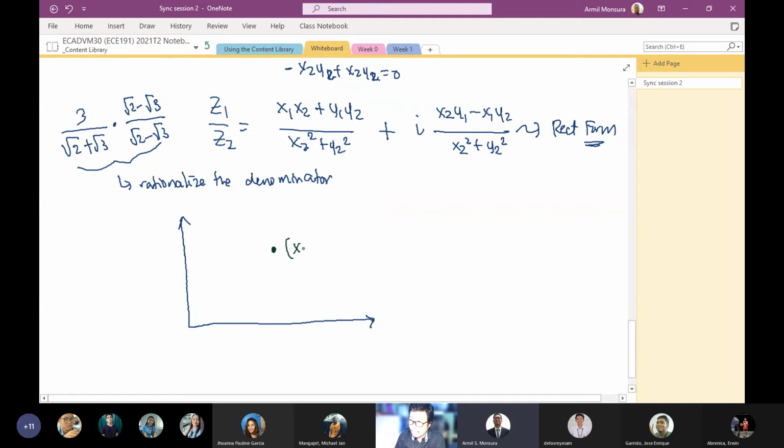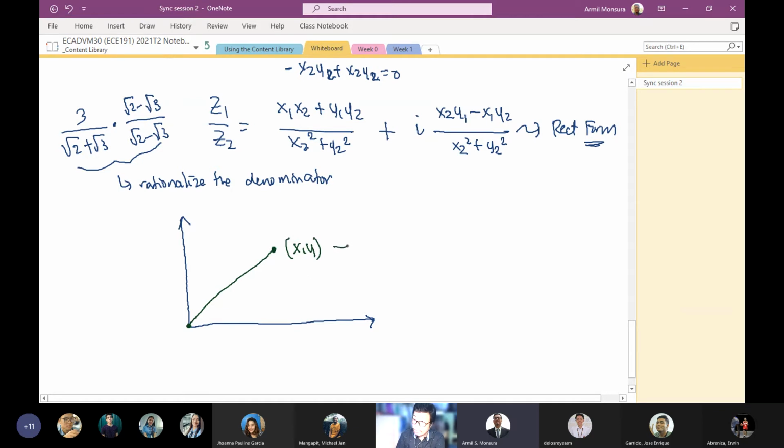Say this is x, y. Okay? And then we will draw a line connecting the origin and that point. Okay? So we will determine two things kasi we want to express this. Okay? Alam na natin that this is the ordered pair. But we want to express this in terms of its polar coordinates.